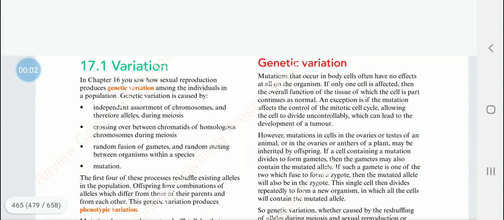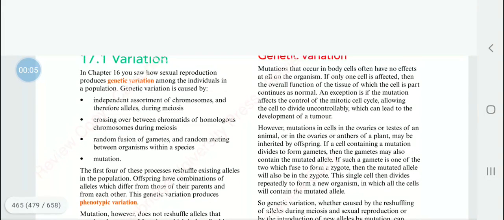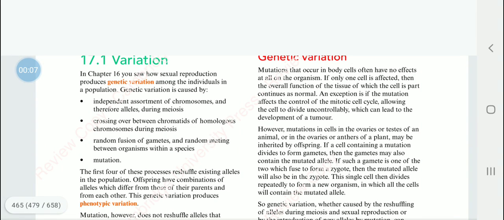Biology chapter 17 theory video 2. Genetic variation is what we are going to look at now. You know that genetic variation takes place during cell division.